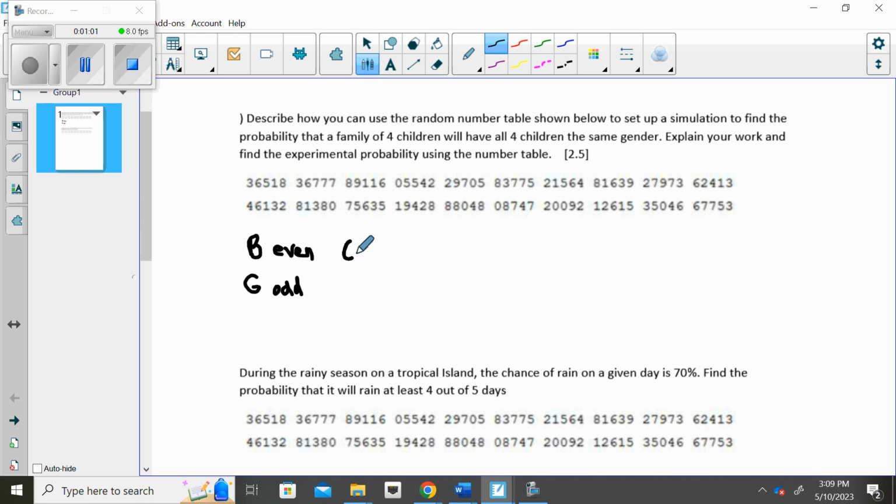We could do evens and odds, but I think I'm going to do boy 0 to 4 and girl 5 to 9. I'll do that for my experiment. The first thing you'll have to do is describe how you are going to select digits to represent different outcomes. Then I have families of 4 and yet I have clusters of 5. So there are 2 different things you could do.